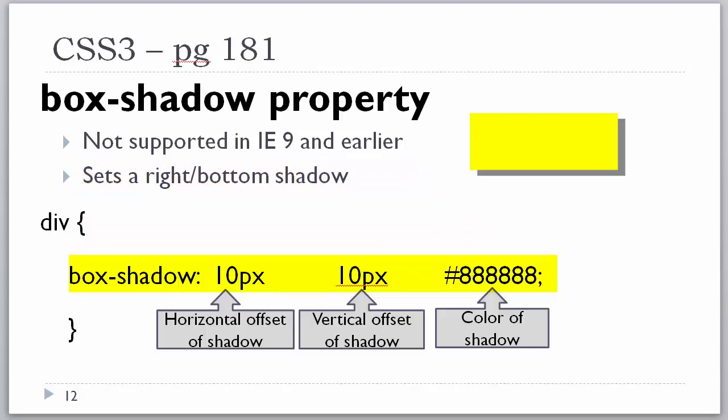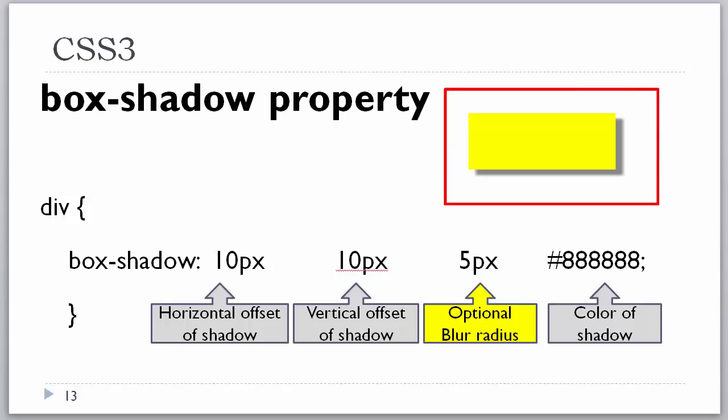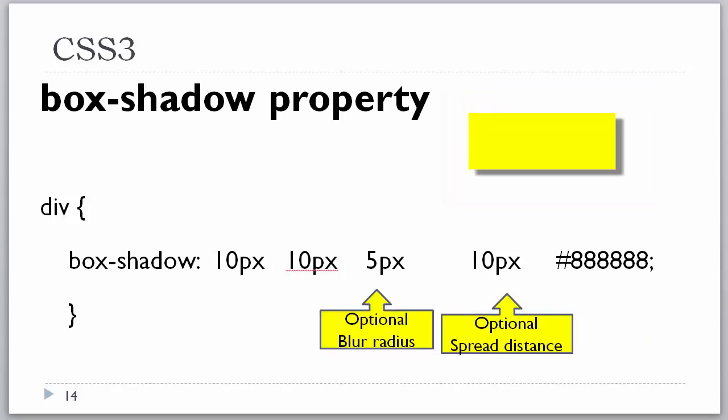At minimum, you need a horizontal offset, a vertical offset, and the color of the shadow, as demonstrated in the syntax below. The box shadow property also will take an optional blur radius, and notice they need to go in this order, or this is the order in which they will be interpreted and applied. Notice that the blur radius gives it a nice soft edge. And similar to Photoshop, we also have an optional spread distance, which will move that shadow out.